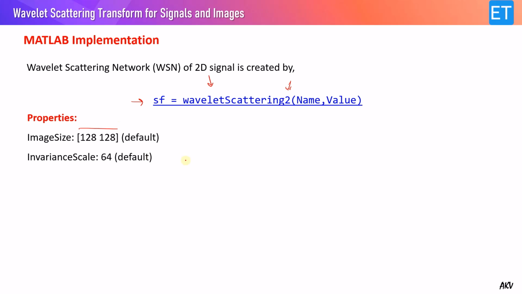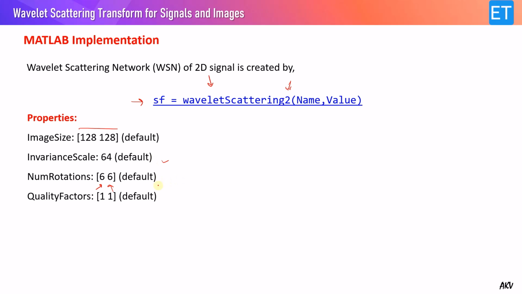The invariance scale is 64, just half of the dimension of the input image. This is similar to 1D, where the invariance scale is again just half of the signal length. In the same way, here the invariance scale is just half of the image size. You can change it. And number of rotations 6 means that for the first level convolution, the wavelets have 6 rotations, and for the second level, wavelets also have 6 rotations. We can change this also.